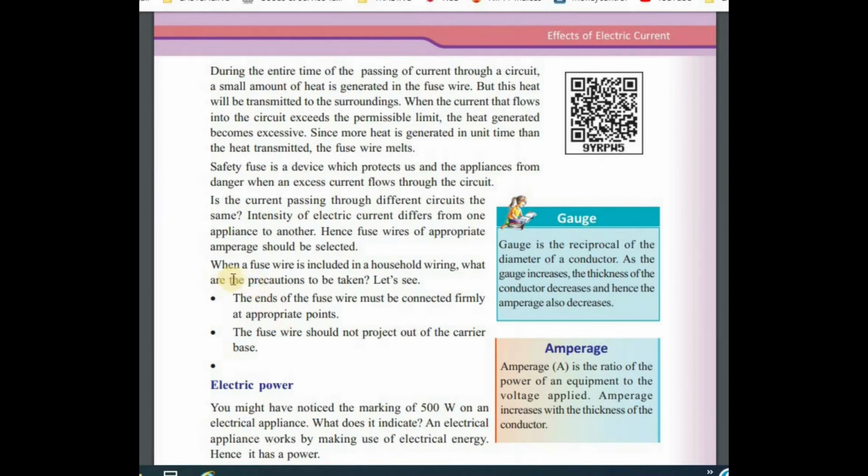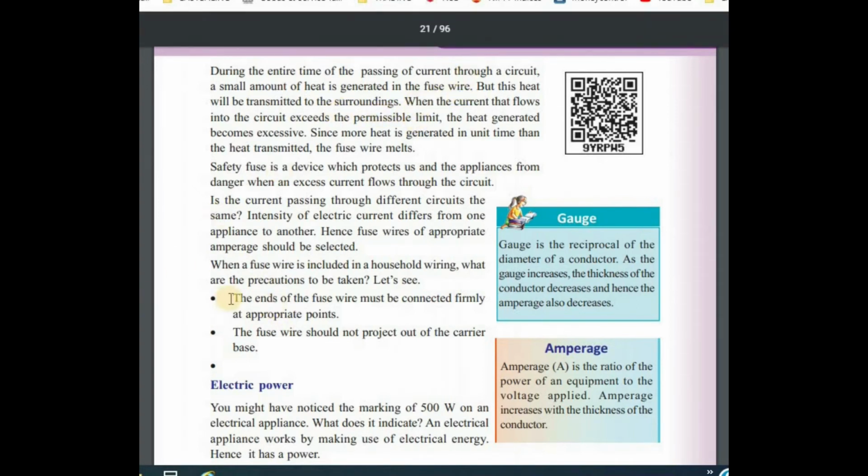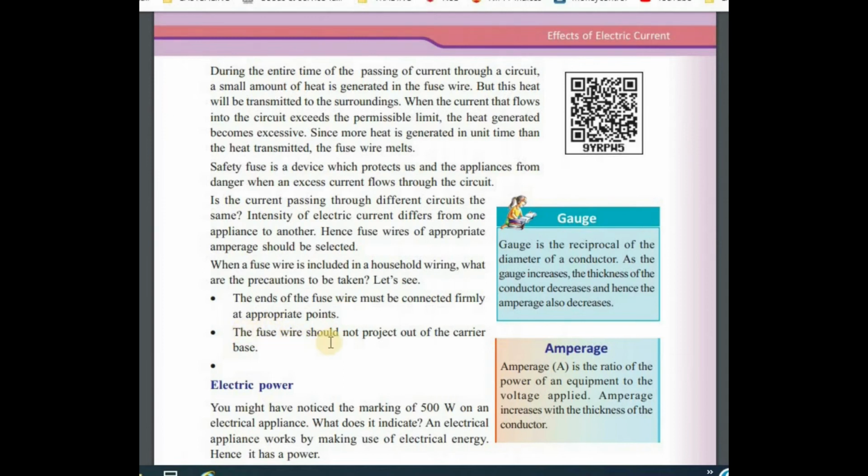Then what we should ensure when connecting a fuse wire in the circuit: we should check that the ends of the fuse wire are connected firmly at appropriate points. The fuse wire should not project out of the carrier base. The next point is we should use thin wires so that the resistance will be low, and hence it can melt easily.